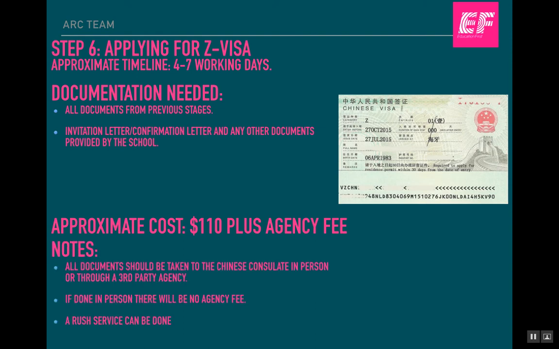And some things to know about this. All documents should be taken to the Chinese consulate in person or through a third-party agency. Again, visa agent or a parent or a friend, anybody will do here. If done in person, there'll be no agency fee, obviously. And there is a rush service that can be done for 167 Australian dollars if you're in a rush to get your stuff back as well.